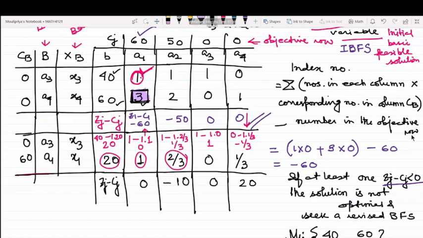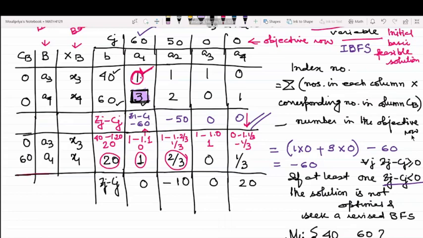Am I correct? So what do you say? Have we reached the condition for optimality? The condition for optimality implies that for all j, zj minus cj should be greater than or equal to 0. Did we reach that condition? No. So this implies the table has to be reconstructed one more time. We will be doing just this problem for the day.